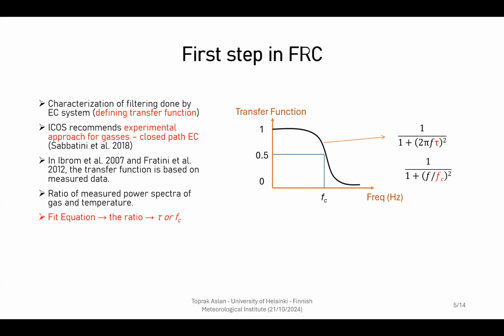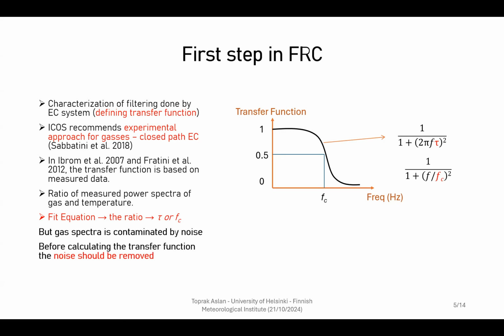In this approach, the filtering is defined by one transfer function you see now on the right. The equation here is a function of frequency, but it is described by only one variable that is highlighted with red in the equations. The upper one is response time, and the bottom one is a cutoff frequency, but they can be converted to each other easily. The ultimate goal for the first step is then to obtain these variables. To do so, we fit the equation to the ratio of measured gas spectra and the temperature spectra.